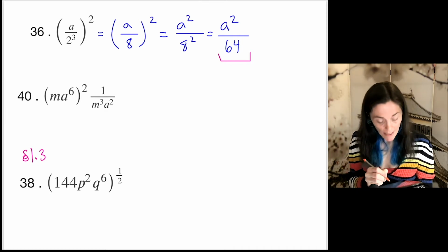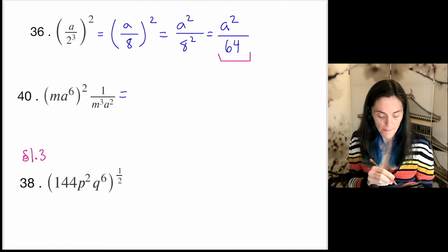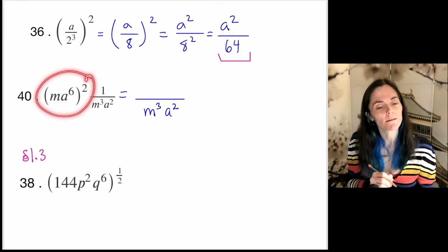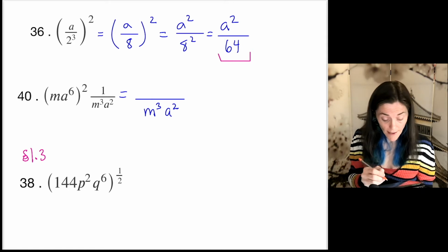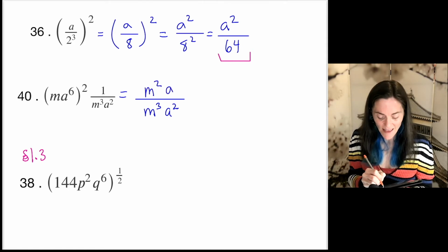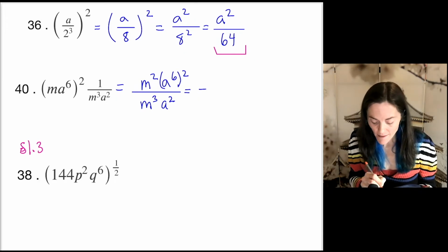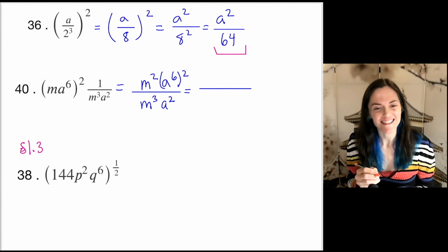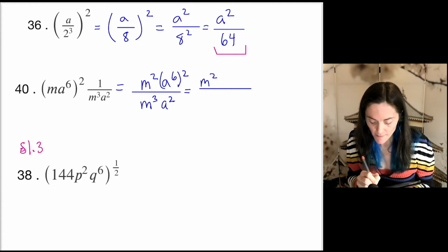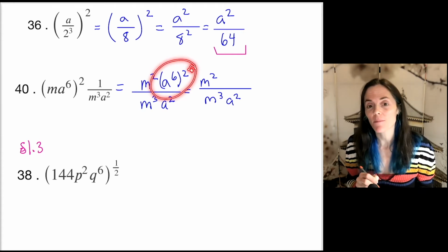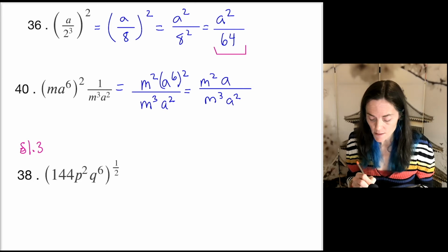Number 40. Well, I'm going to do a few steps here. The first, I'll just leave the denominator alone. We have m cubed, we have a squared, and I'm going to distribute this squared across the parentheses. So I have m squared, and then I have a to the 6 squared. Well, let me recopy the m squared, the m cubed, and the a squared. But this part here in the numerator, we have power to a power, we multiply. And so we have a to the 12th power.